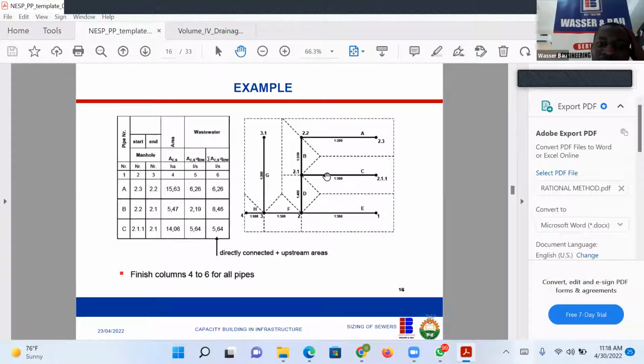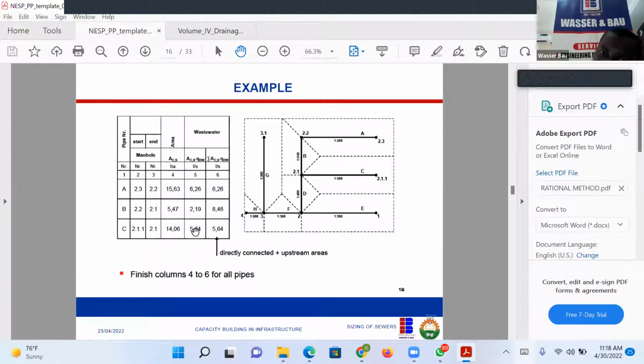So the size of catchment B, look at catchment B, is 5.47 in total. If you multiply 5.47 by the wastewater flow per hectare, which is 0.4 liters, it will give you 2.19 liters.